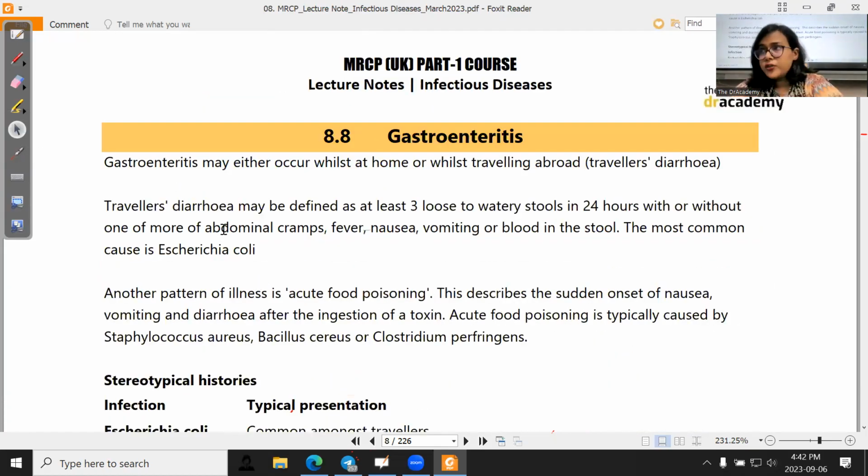Okay, I think I'm going to take the 5-minute break till the prayer is done. Then I'm going to start over with the gastroenteritis.